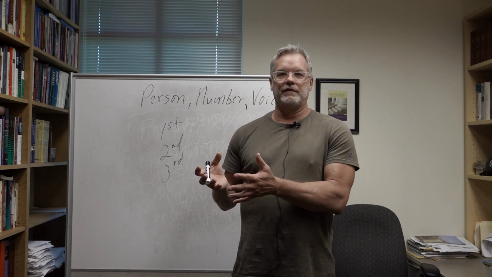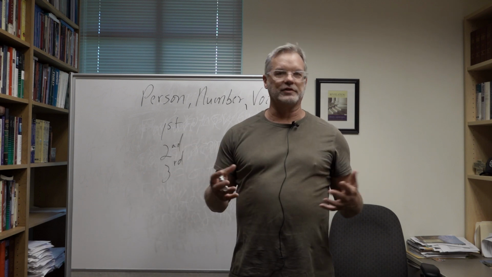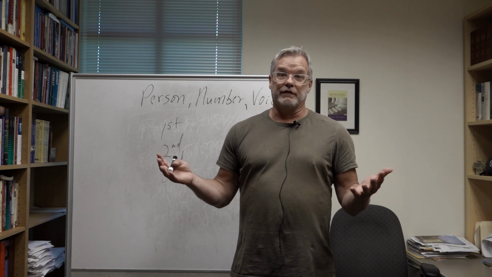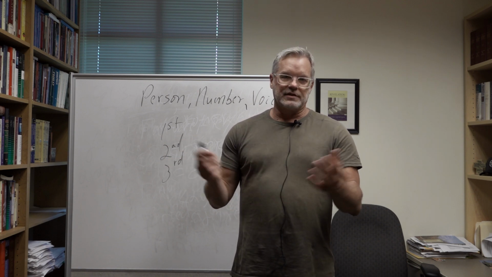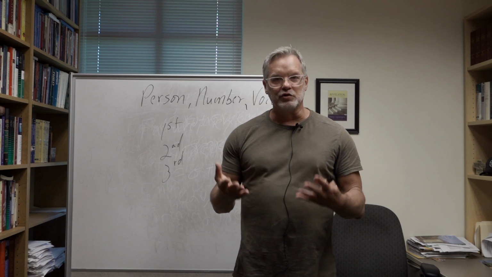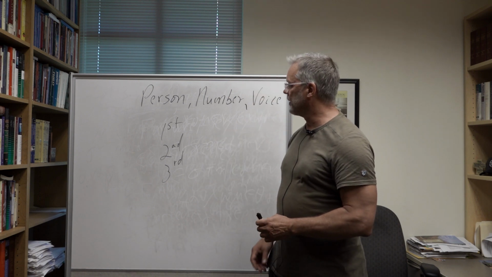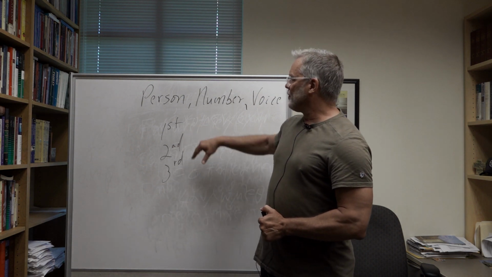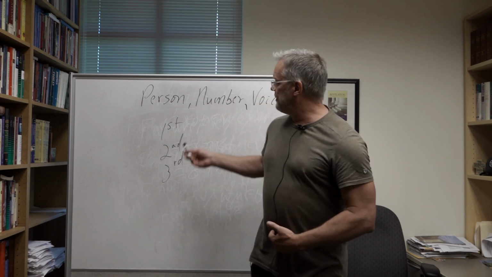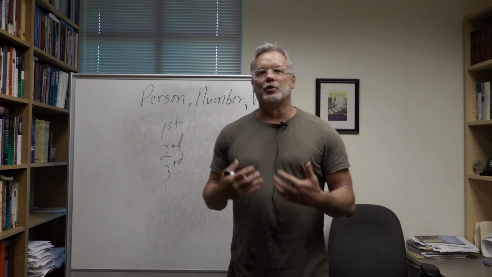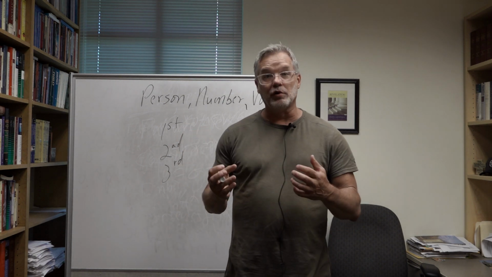So how do you know if it's first person, second person, third person? You look at the ending of the verb, just like virtually everything is indicated by looking at endings. That's how Greek works. It's called an inflectional language. The first person and second person tend to be the most important, because this is where the author and the readers are, especially when you have first person plural.